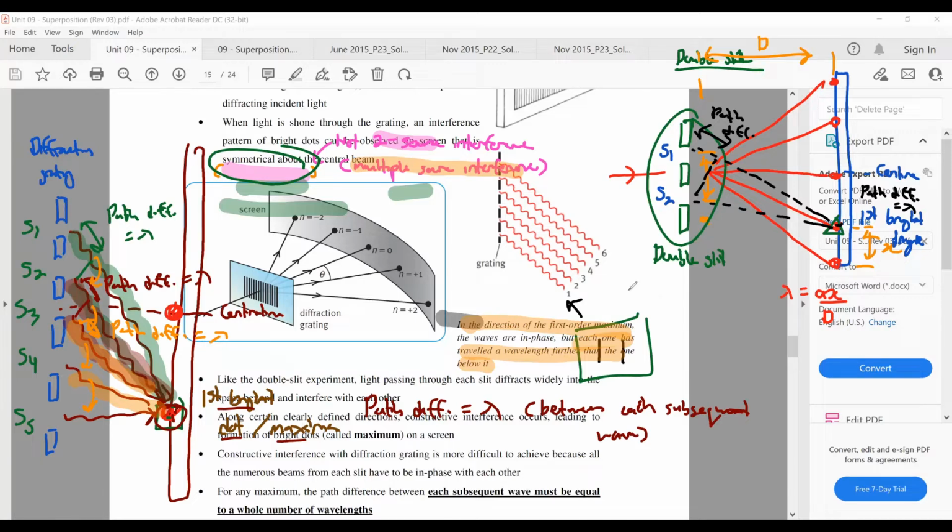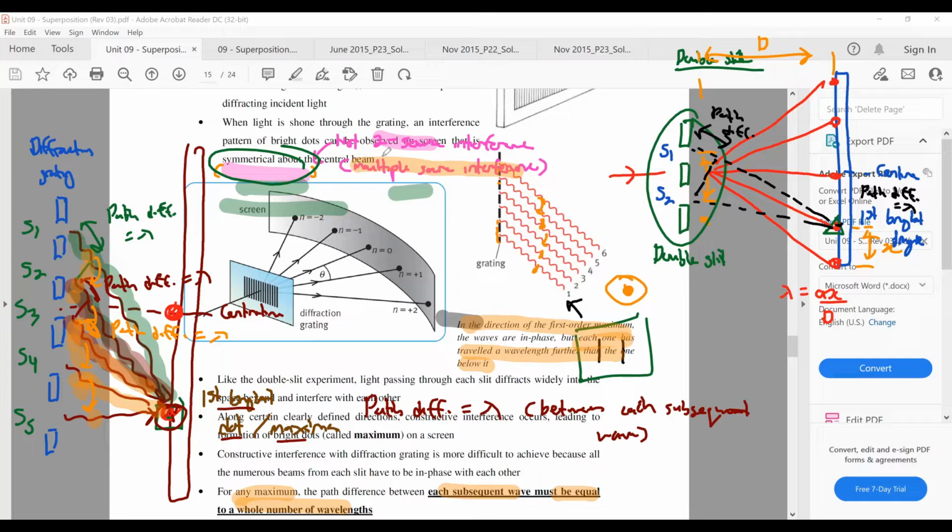You can imagine that if this one is your bright spot, each of these waves from each of these slits will arrive at this spot, but the difference between each of these waves in terms of the path difference is just lambda. That's why here in the notes I also mentioned this. For any maximum, the path difference between each subsequent wave must be equal to a whole number of wavelengths, right? So if this one is the first bright dot, each subsequent wave must have a path difference of lambda.